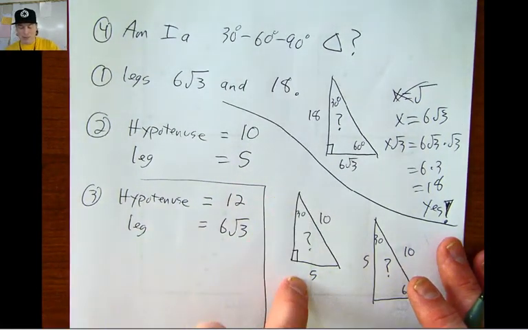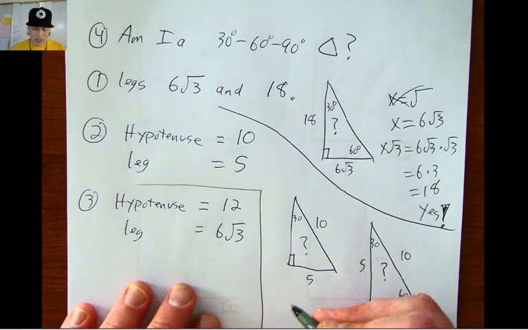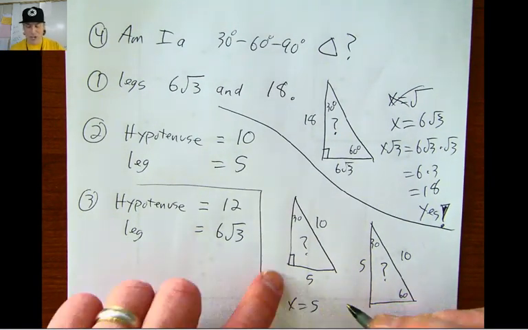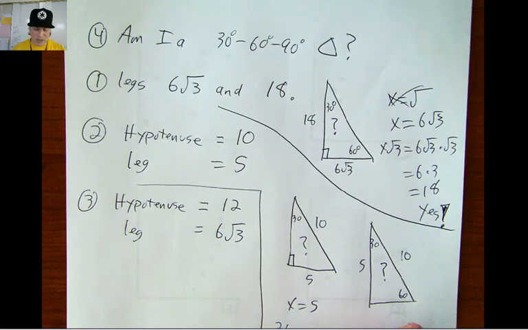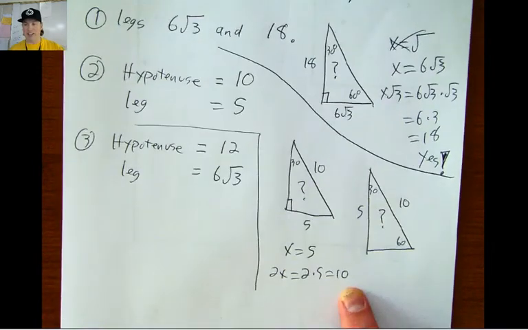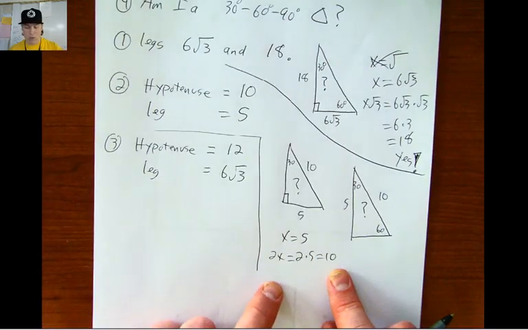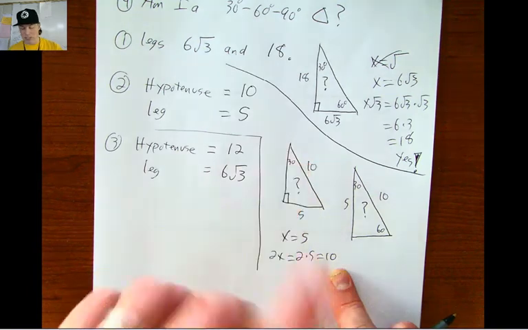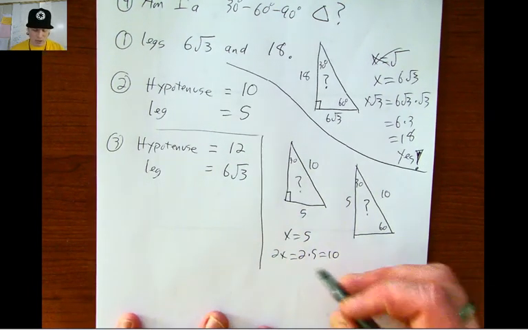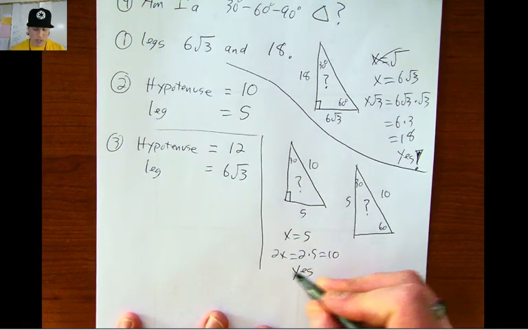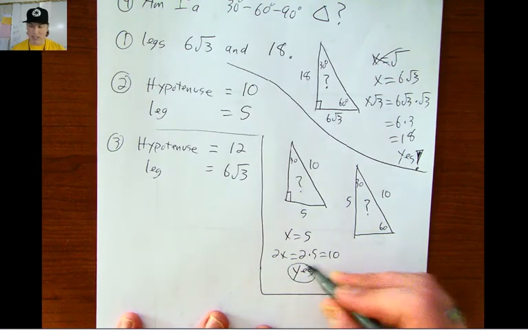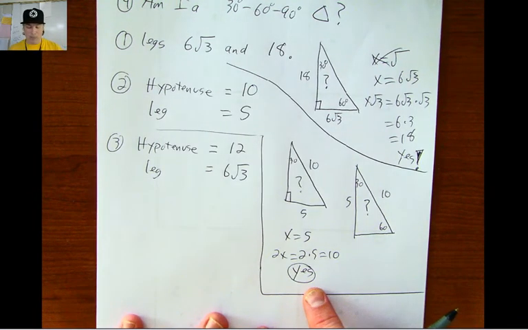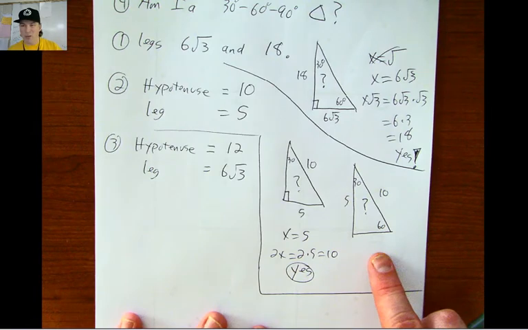The side opposite the 30 is the 5, so x is equal to 5, and we're looking for the hypotenuse. If I do 2x, I get 2 times 5, which is equal to 10. So I did get a scenario where this leg and this hypotenuse work out to be a 30-60-90 triangle. So in this one, the answer is yes. If I would have tested the other one out, it wouldn't have worked out.